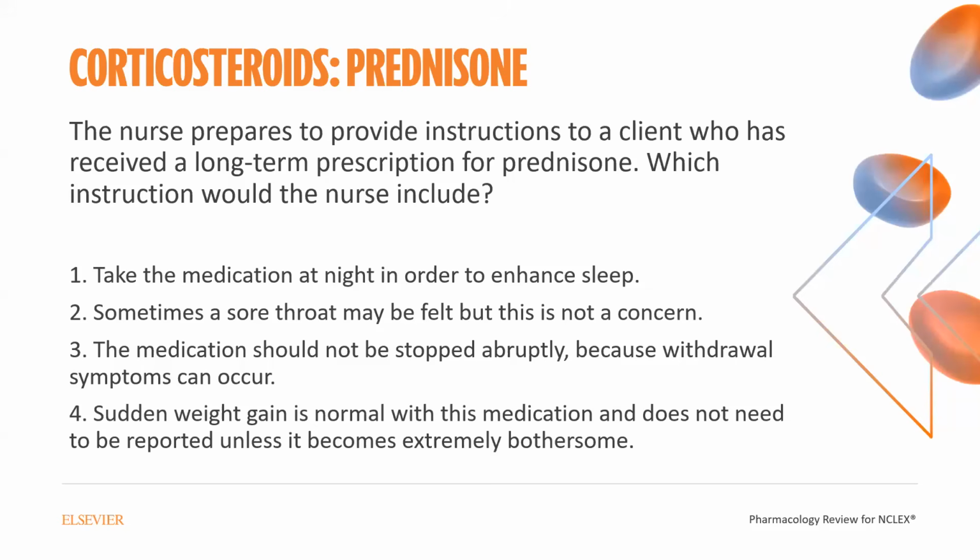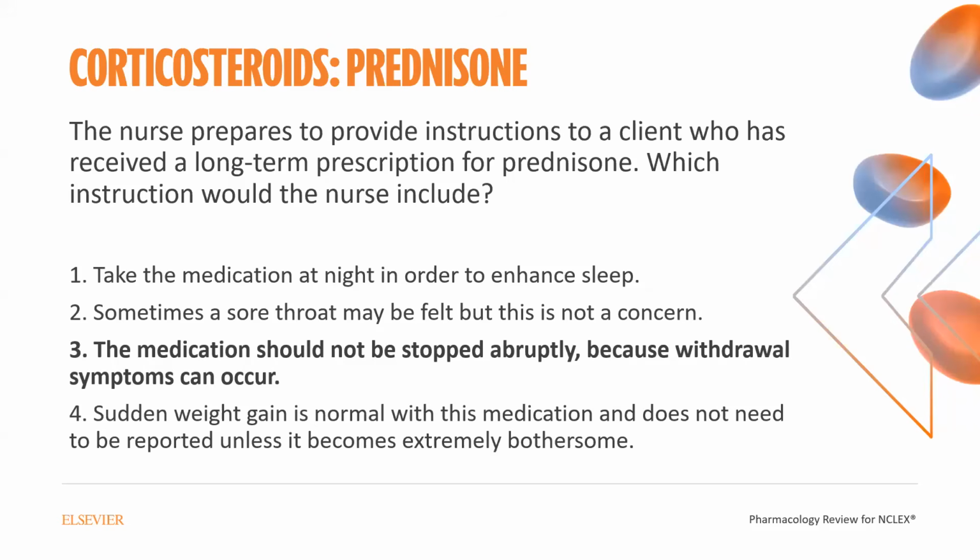All right, excellent. 89% of you guys chose the correct option, which is going to be option number 3. The medication should not be stopped abruptly because withdrawal symptoms can occur. Prednisone is a corticosteroid, and it inhibits the body's inflammatory response. Most of the corticosteroids' names end in the letters S-O-N-E, and so this is one way to recognize that it's a corticosteroid. Withdrawal symptoms can occur if the medication was given in high doses or is abruptly discontinued.